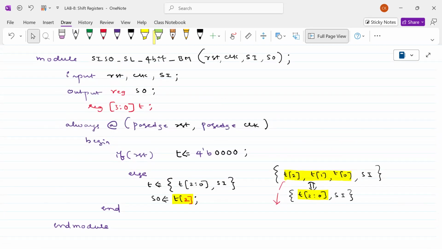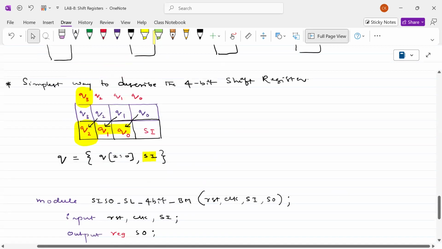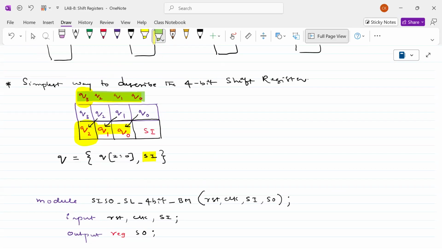It's not necessary to write the 3 down to 0. No, it should be 3 down to 0. It should be 3 down to 0. Right. Because these are the positions, right? So these are the positions you have to write.